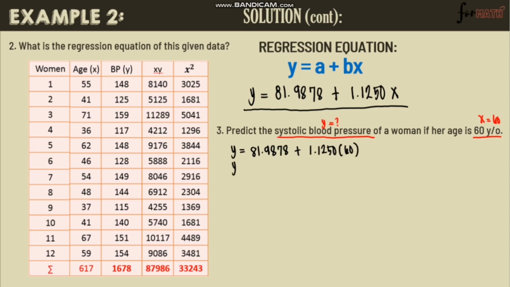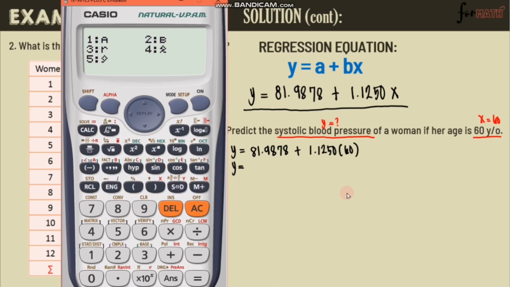Okay, and then kunin natin yung y. So using our calculator, we have 81.9878 plus 1.1250 times 60. Okay, so meron tayong 149.